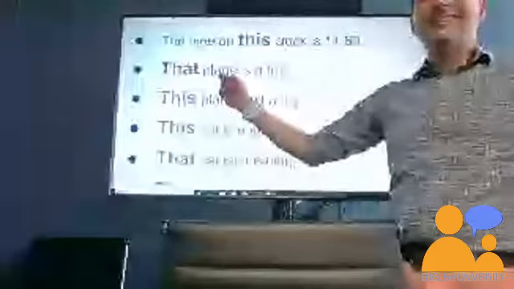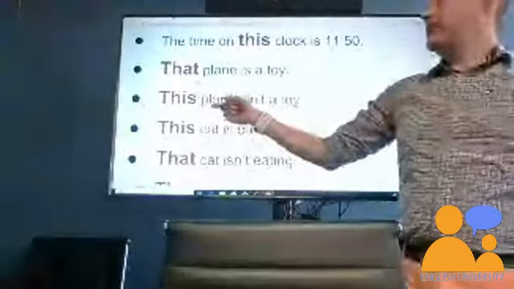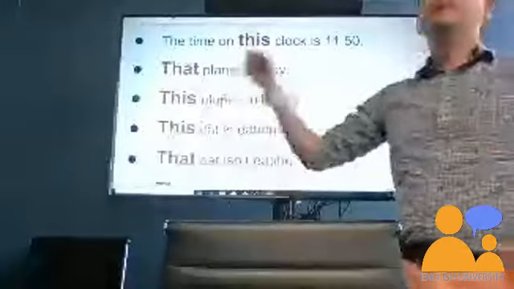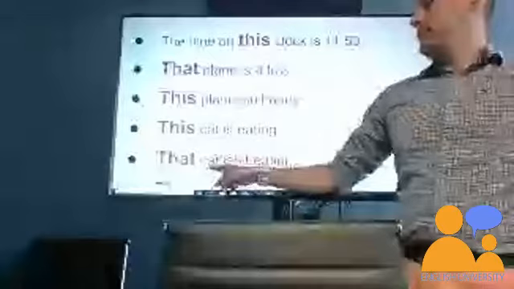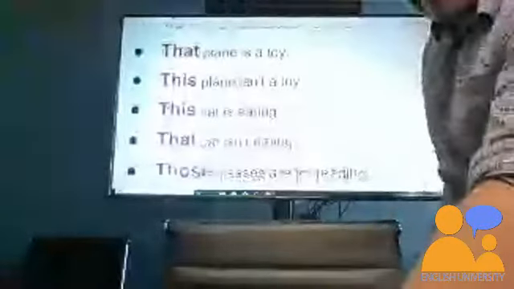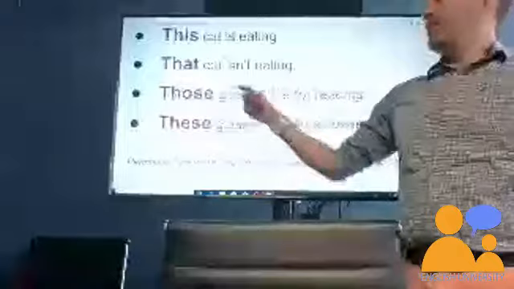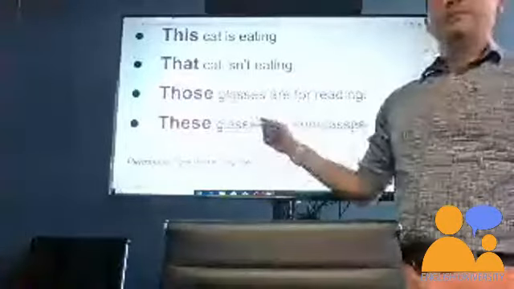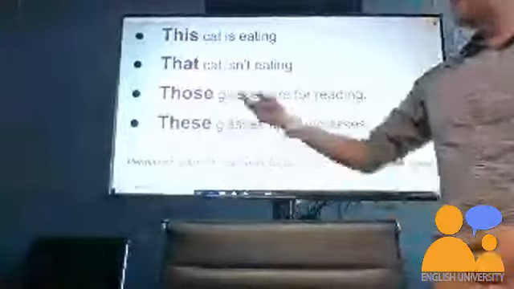One plane. Right here? Over there. Right here, one plane. This plane. Right here, one cat. One cat over there. Good. Plural. Over there. Plural. Right here. Excellent. Any question?